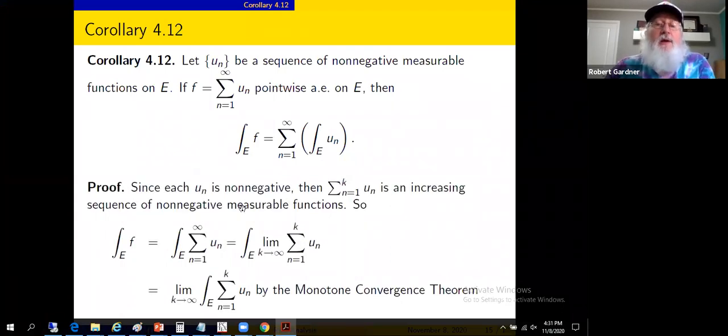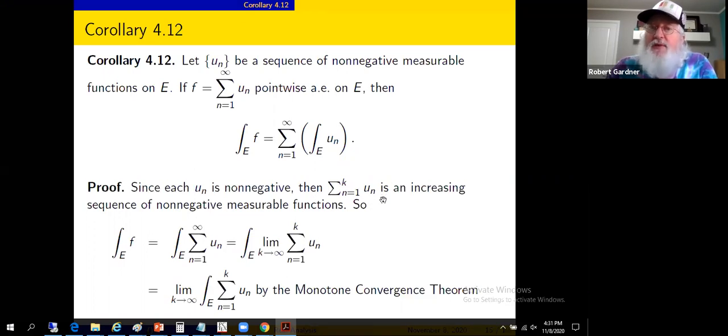Okay. Each U sub n is non-negative. So let's look at these partial sums, say the sum from n equals 1 to k of U sub n, where k becomes the index in the partial sums. This is an increasing sequence of non-negative measurable functions. Everything in sight is non-negative and measurable. Add more terms, pointwise, and you get the thing to be monotone increasing. So the monotone convergence theorem does apply to this. It is an increasing sequence of non-negative measurable functions.